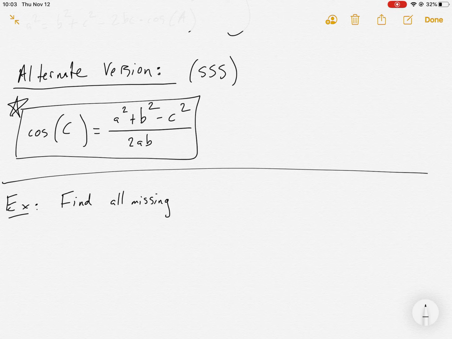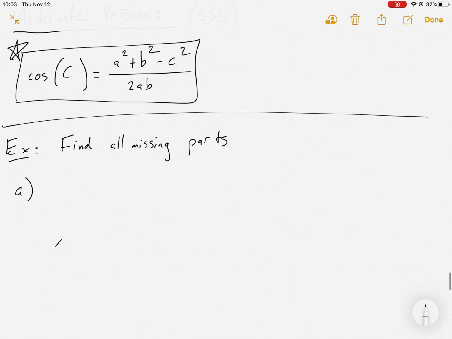Meaning sides and angles, so all missing parts. We'll just do two examples. So the first one is going to be, let's call it, A is 37 degrees. Side B will be 11, let's do centimeters, and side C will be 8 centimeters.